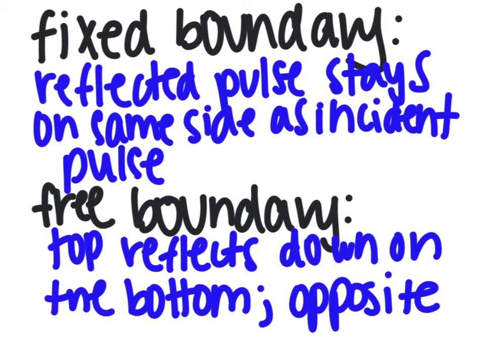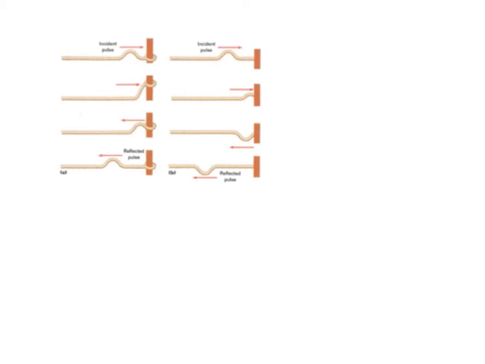Now, a fixed boundary is a reflected pulse that stays on the same side as the incident pulse. And a reflected pulse is the returning wave, and the incident pulse is the incoming wave. The free boundary is where the top reflects to the bottom, and it's actually just the opposite of a fixed boundary. And if you didn't understand what I just said, here is a visual. The left is the boundary free, and the right is the boundary fixed.